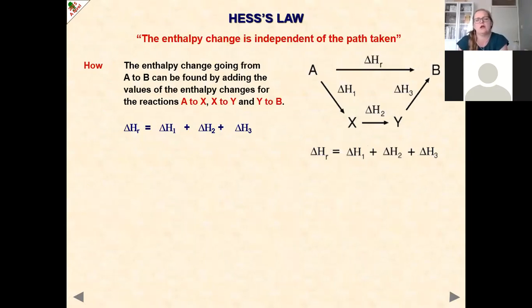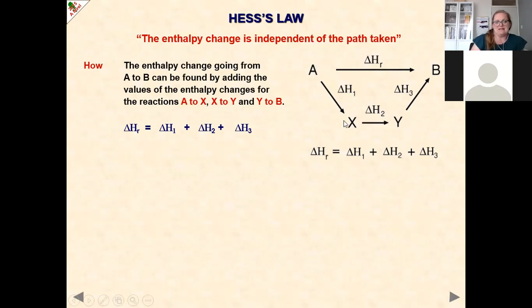So yeah, let's look back at Hess's law again from Friday. Hess's law states that the enthalpy change is independent of the path taken. So the idea is if we go from A to B, the enthalpy change from A to B might equal 20. If we went from A to X, X to Y, Y to B, and add all three of those enthalpy changes up, we would get the same value as the enthalpy change from A to B. And that is the idea behind it. So the enthalpy change going from A to B can be found by adding the values of the enthalpy changes from reactions A to X, X to Y, Y to B.